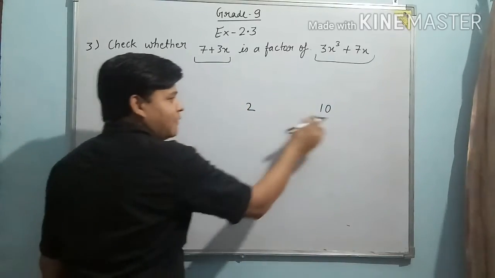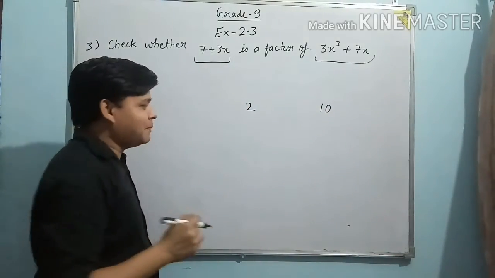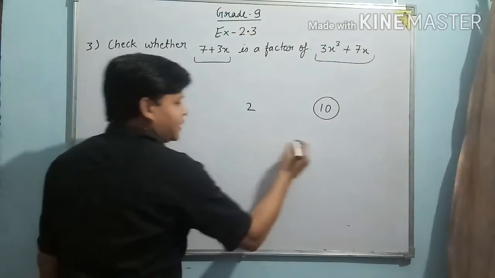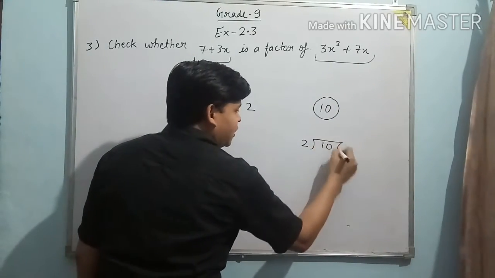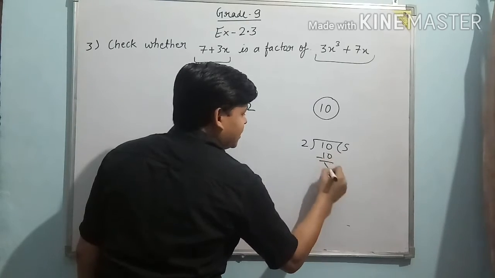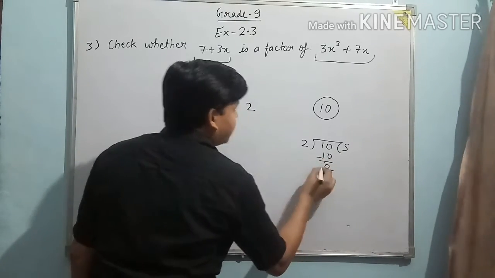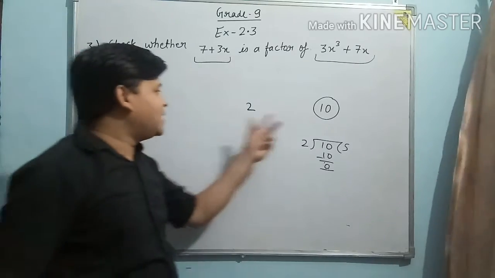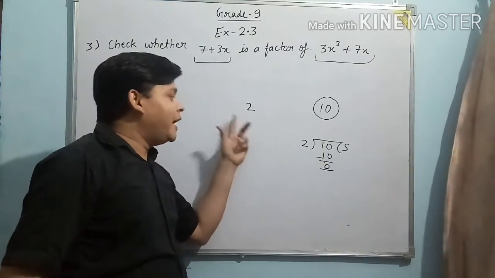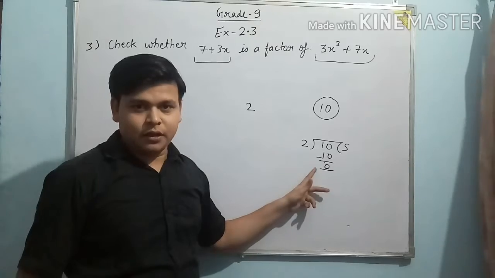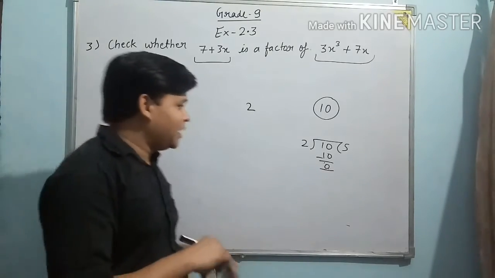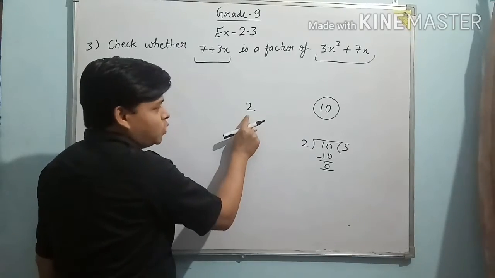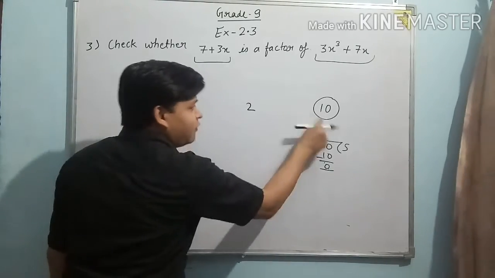क्या 2 फैक्टर है 10 का? तो मैं कैसे पता करूंगा? I'll divide this number by, as we all know, 2 5 times is 10 and the remainder is 0 here. So it means, what do we observe from here? That when you divide any number with another number and the remainder is 0, then you can say, or we can say that yes, this number 2 is a factor of 10.